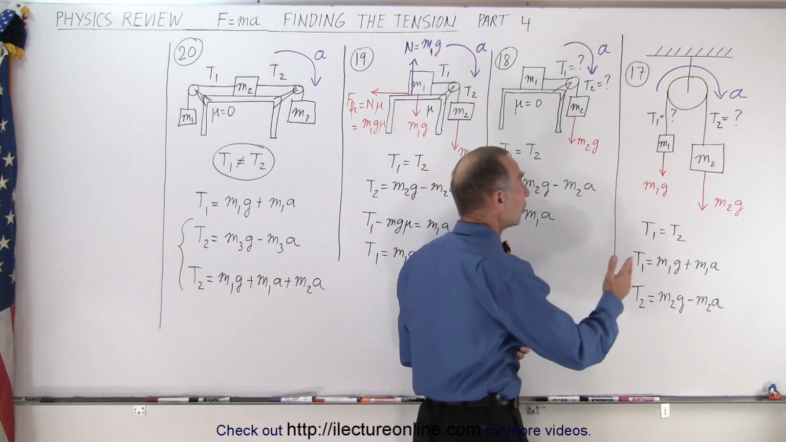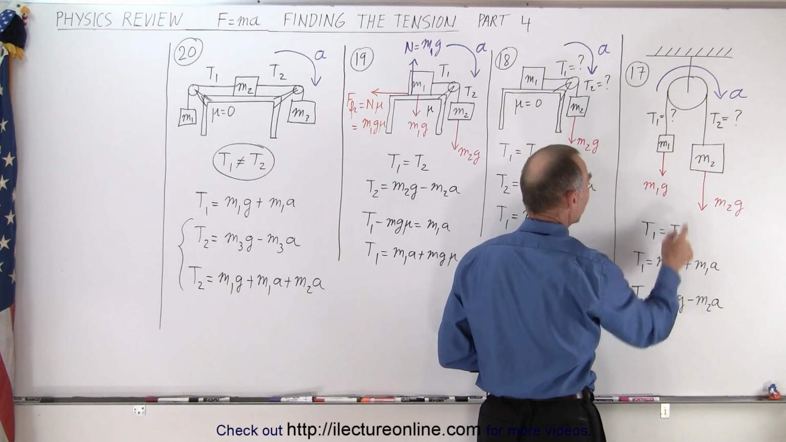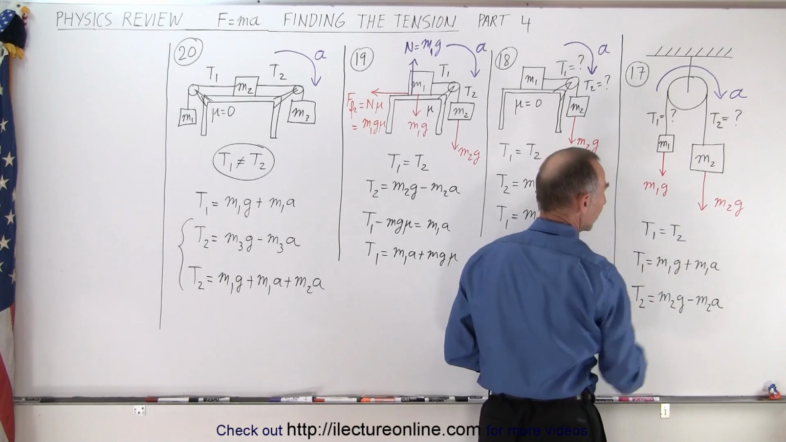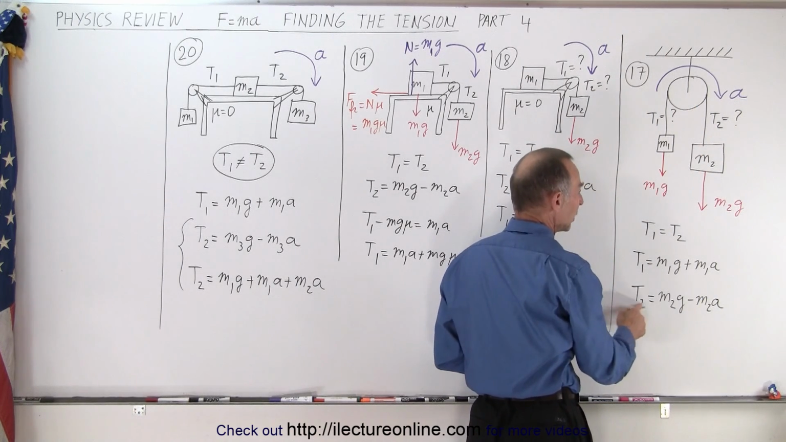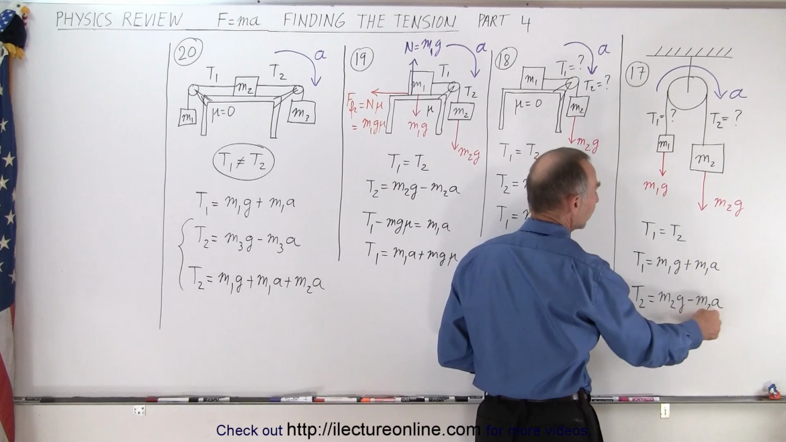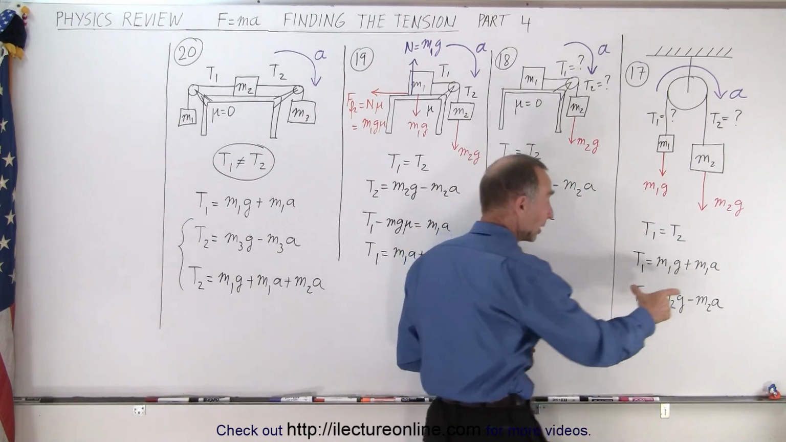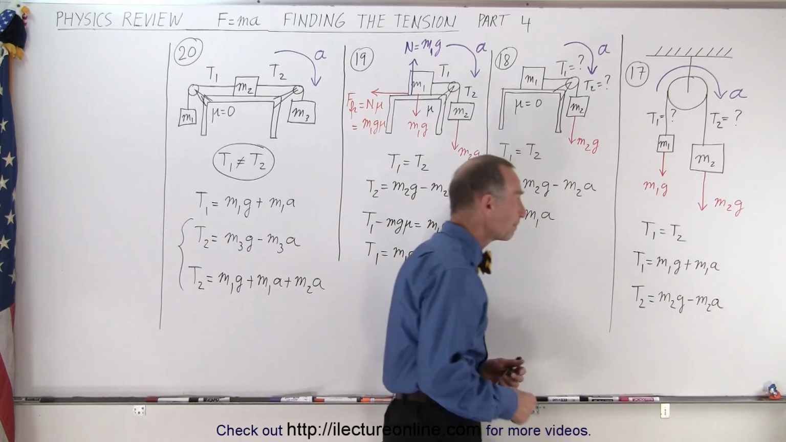Now, since M1 is being accelerated upward, T1 will be equal to the weight of M1 plus the force required to accelerate it, so M1G plus M1A. Since M2 is accelerating downward, tension 2 will be equal to M2G minus M2A, of course realizing that both of these are equal to each other, so we can say that M1G plus M1A equals M2G minus M2A.